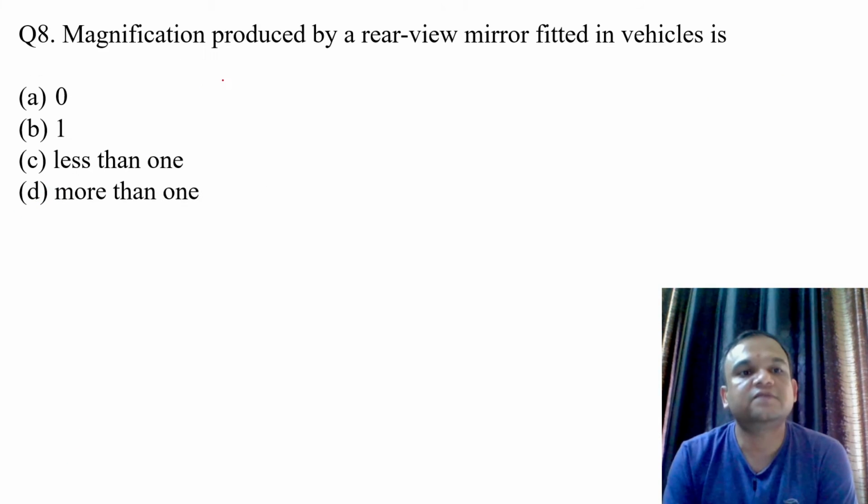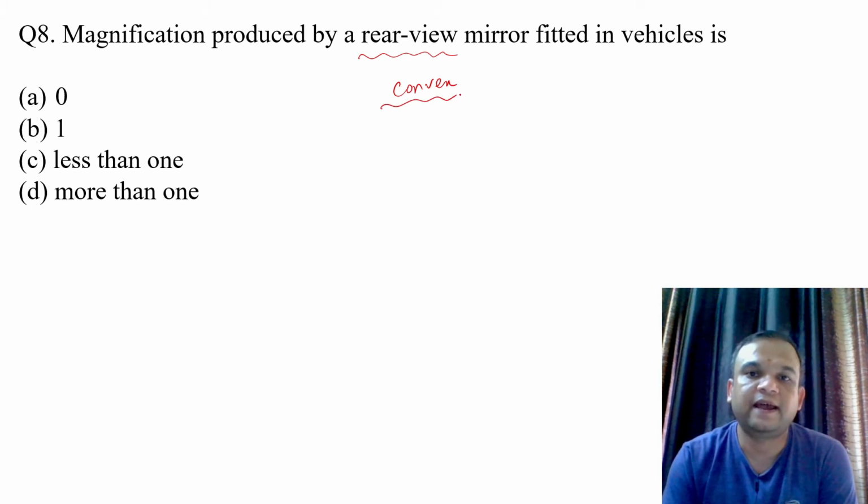Next question says, magnification produced by a rear view mirror fitted in vehicles is. Students, we all know that as a rear view mirror, we always use convex mirrors, and if we see in these mirrors, the images appear to be very small as compared to the size of the object, and that is why the magnification should be always less than 1. So option C will be the correct answer for this question.